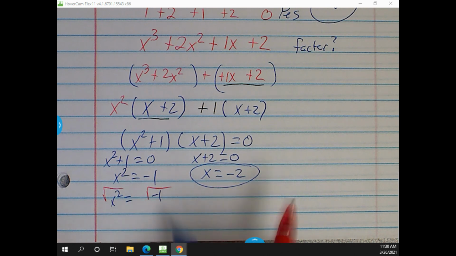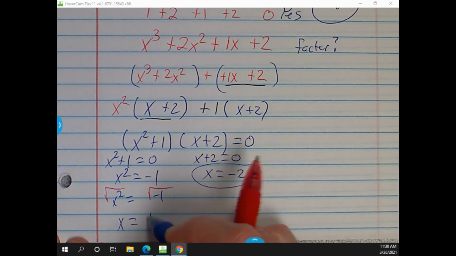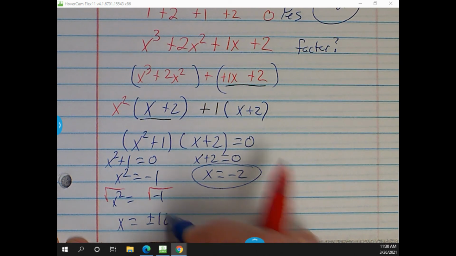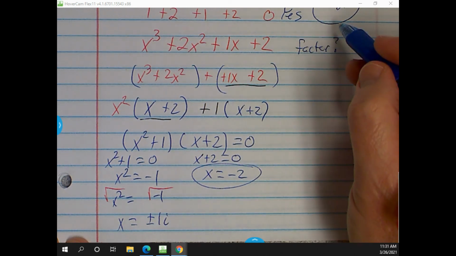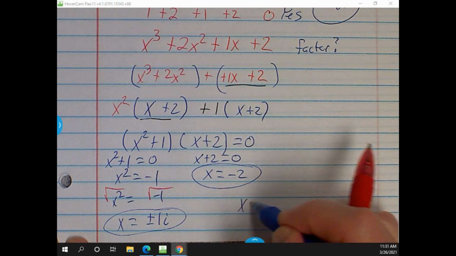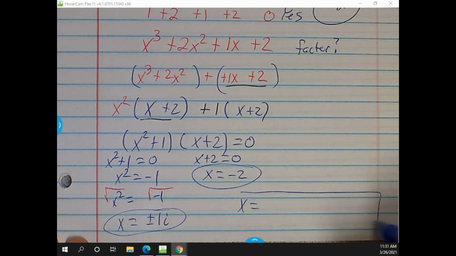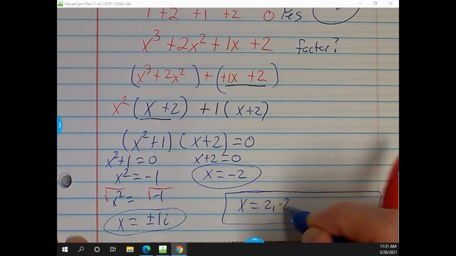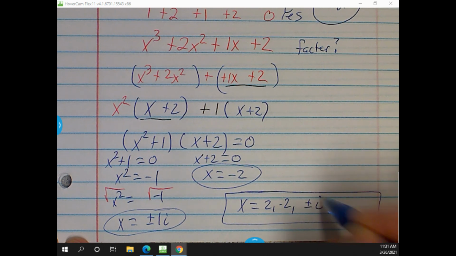And when we square root -1, that would be 1i. But if it's 1i, then you can just rewrite that as i. So we had 2 from up here, we had -2 here, we have plus or minus 1i there. So if we write all these answers together, we had 2, -2, and then plus or minus i.